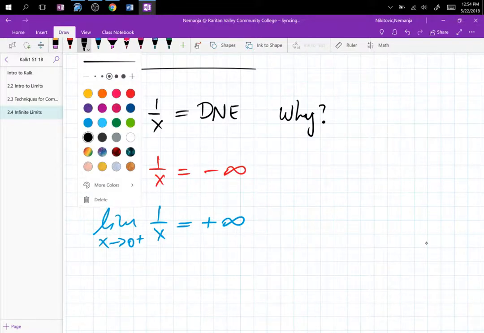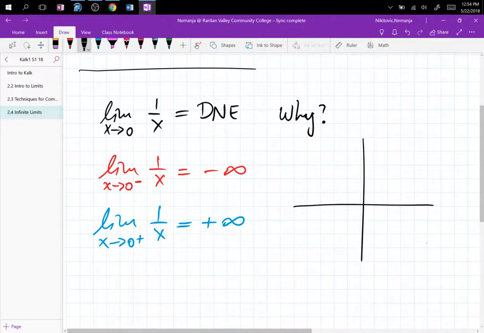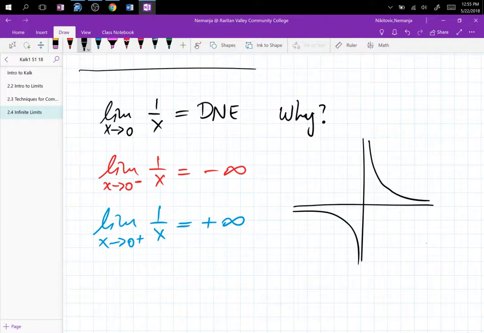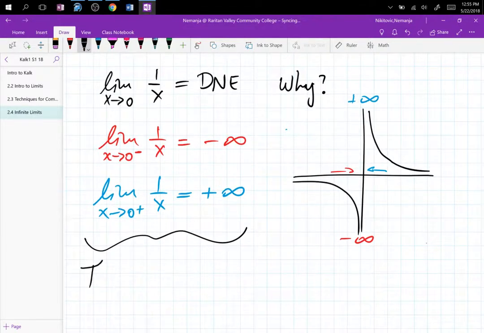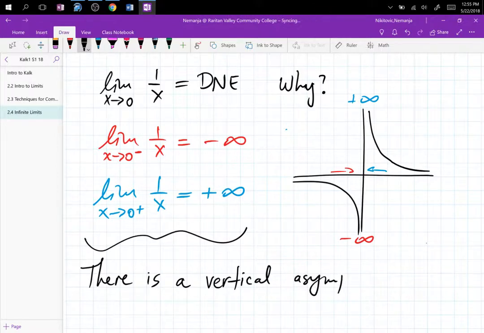Remember the theorem, that if the left limit and right limit are not the same, then the limit does not exist. Now if you look at the graph of 1 over x, we see our red approach going to negative infinity, and we see our blue approach to 0 going to positive infinity. So this is what the infinite limits are. The answer is one of the infinities, and at the same time it defines the vertical asymptote. Do we all see the vertical asymptote at 0? So the meaning of all of this is there is a vertical asymptote at x equals 0.